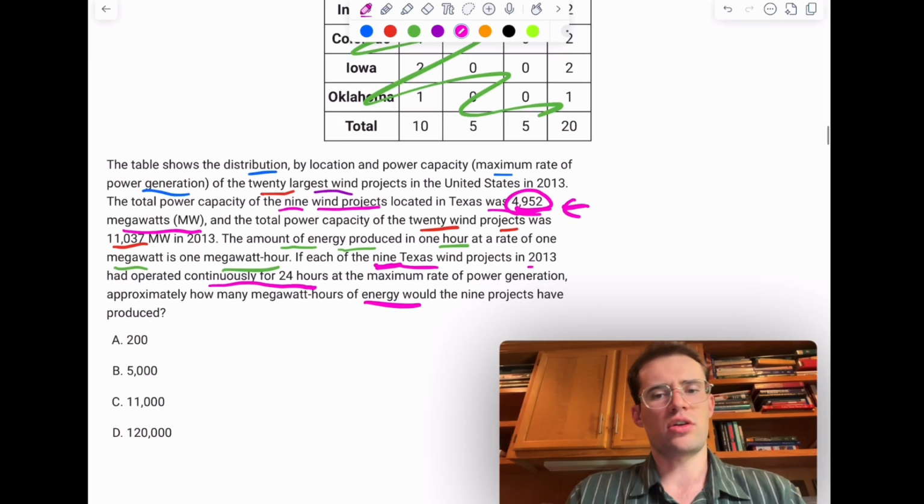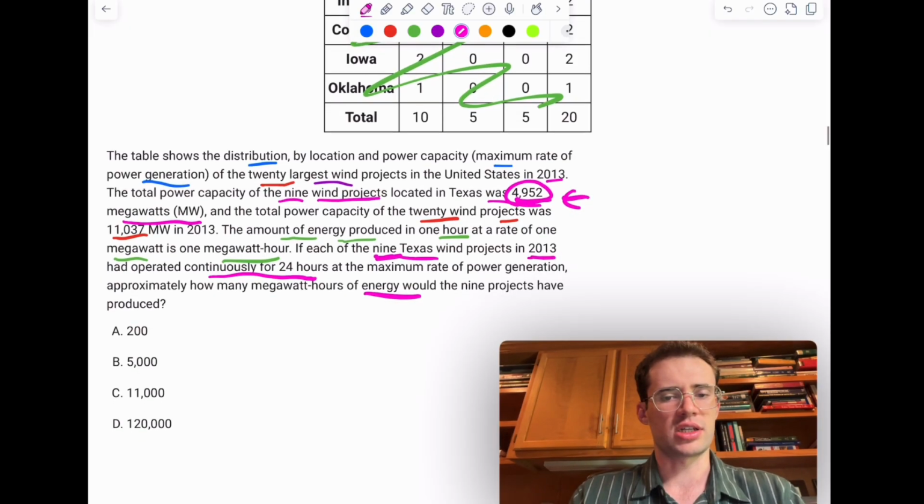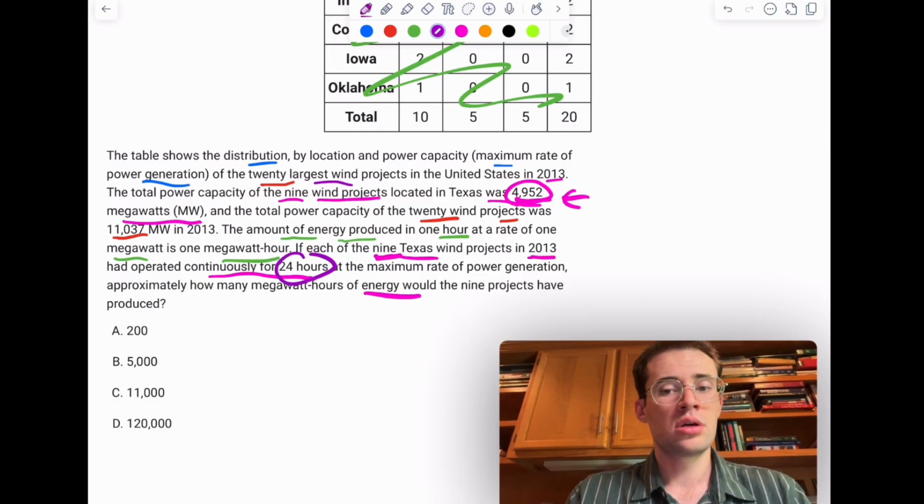I guess the fact that the 2013s line up, right? The data is from 2013 and they're asking about the 2013 projects, but you don't use that year in your calculation. And then the 24 hours.